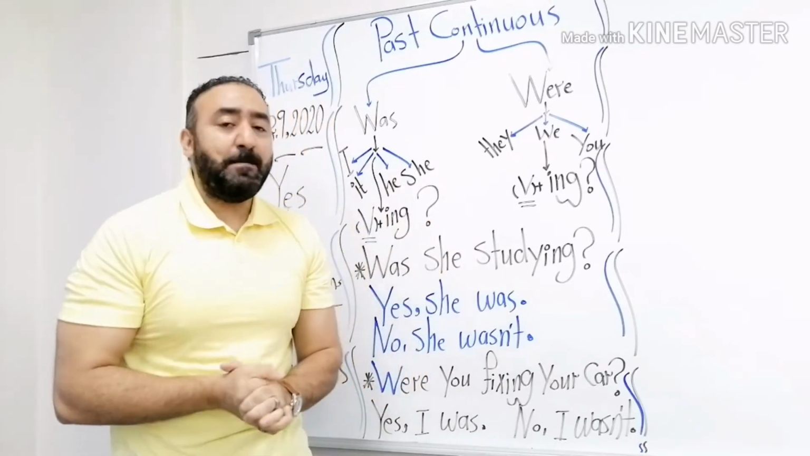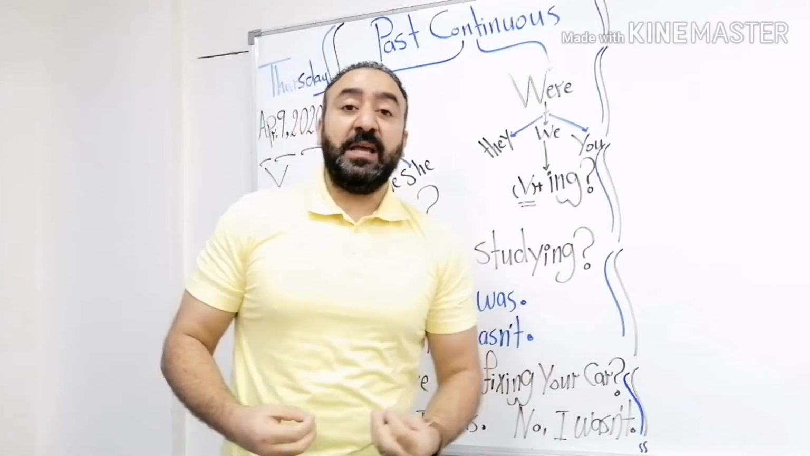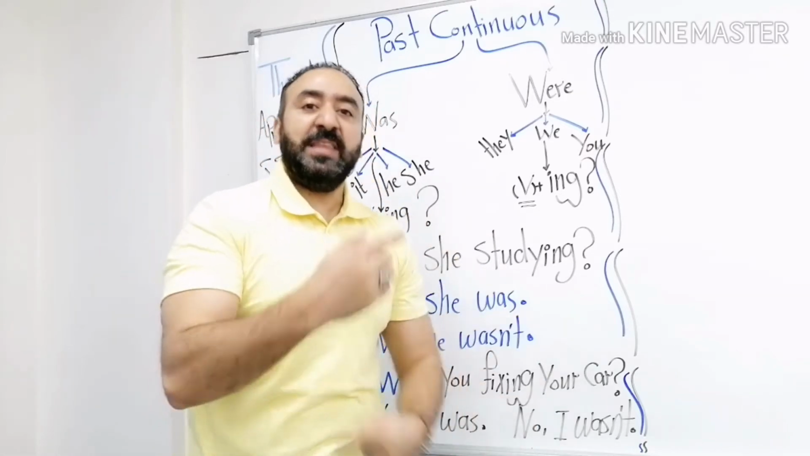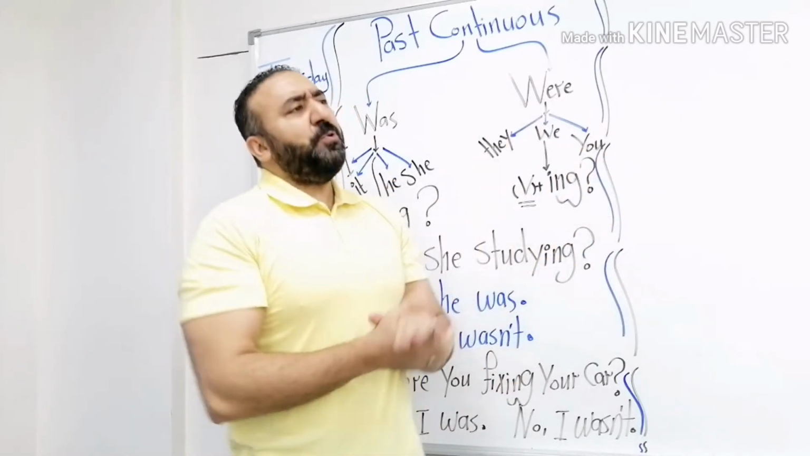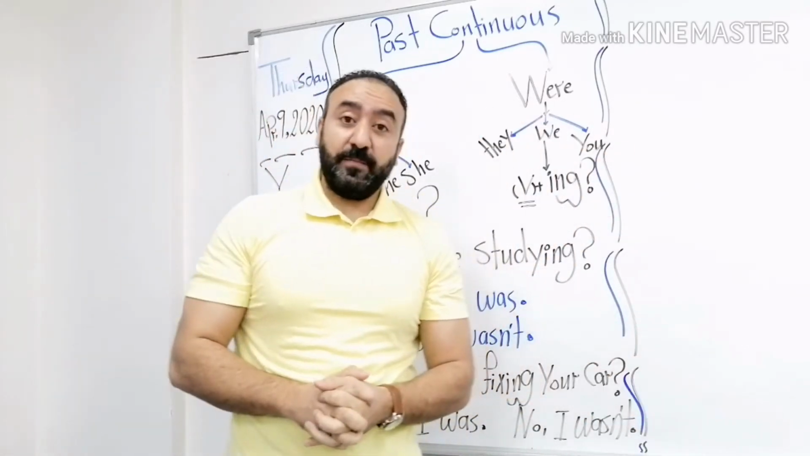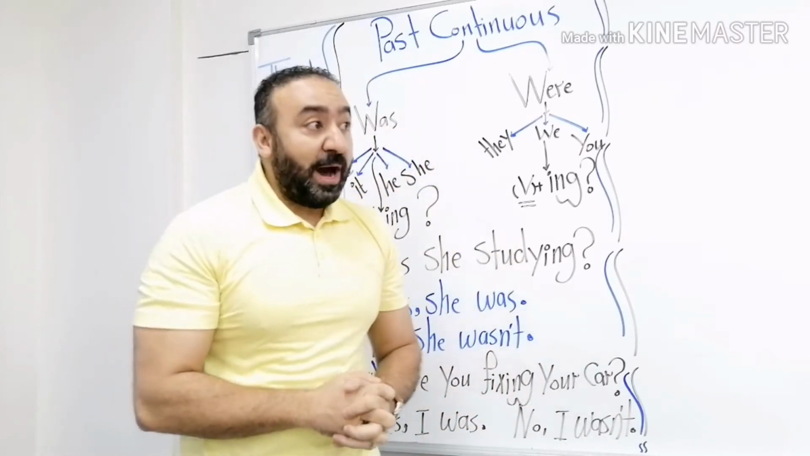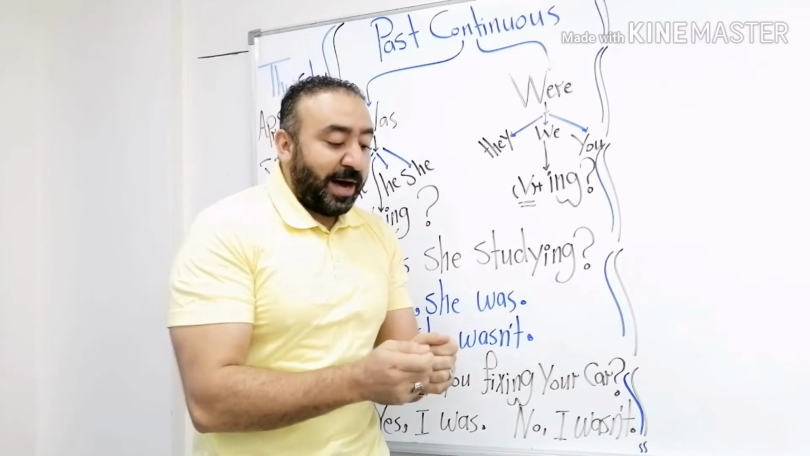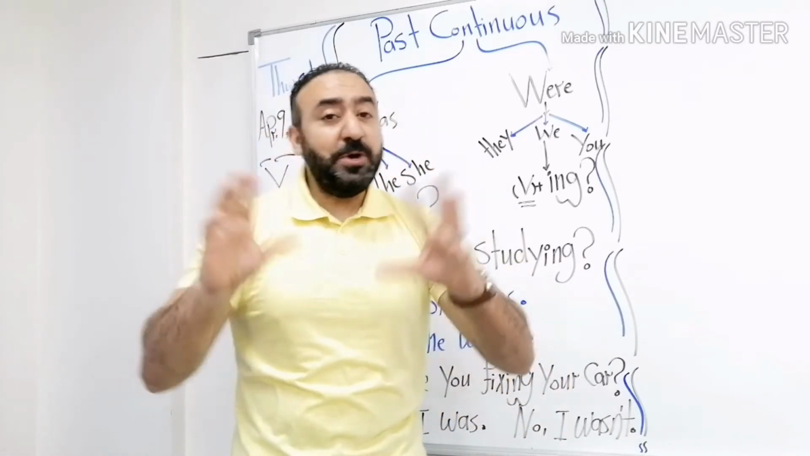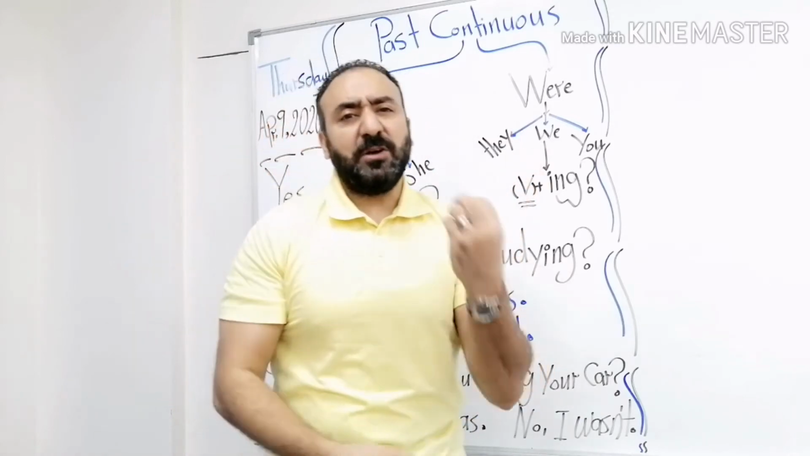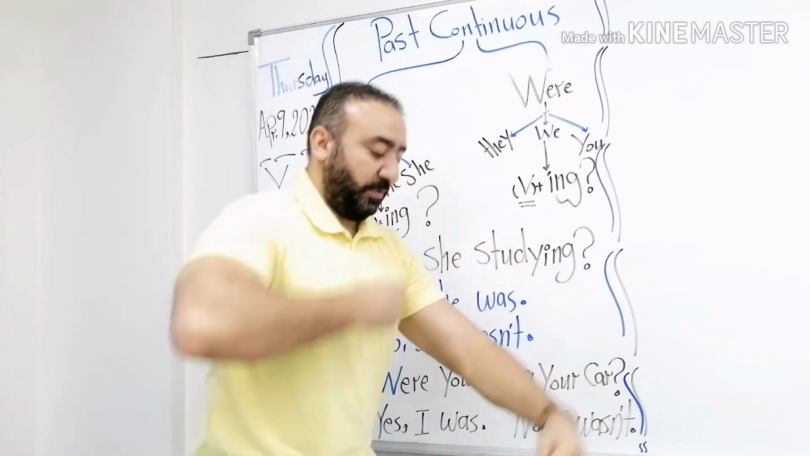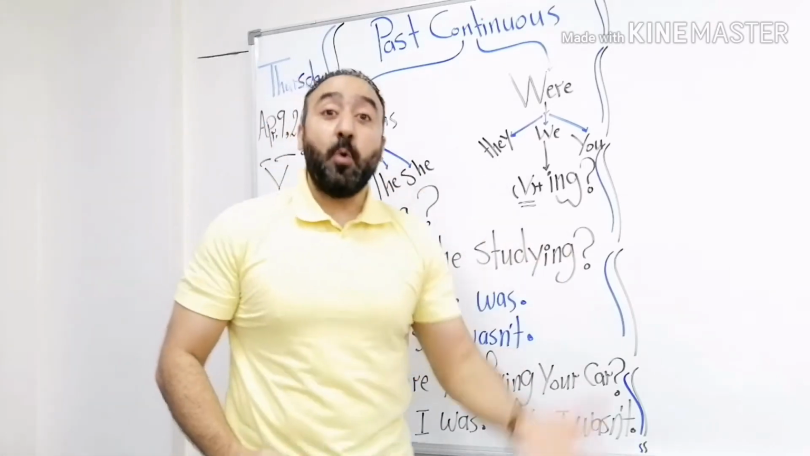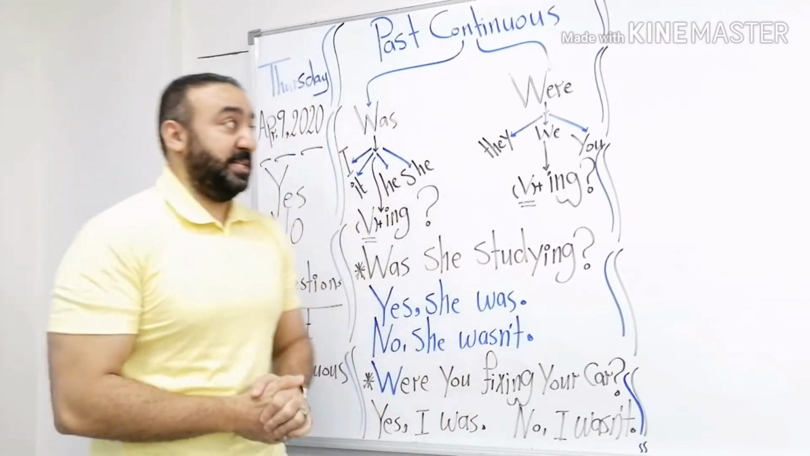So why do we use the past continuous? Simply, we use the past continuous to talk about an action that was in progress in the past, that happened continuously in the past. For example, when I say, what were you doing yesterday night? I was reading a book. I was watching TV. I was doing my homework. I was talking to some friends. I was chatting with my buddies, and so on and so forth. So we use the past continuous generally when we want to talk about an action that happened in the past progressively, or continuously, okay?